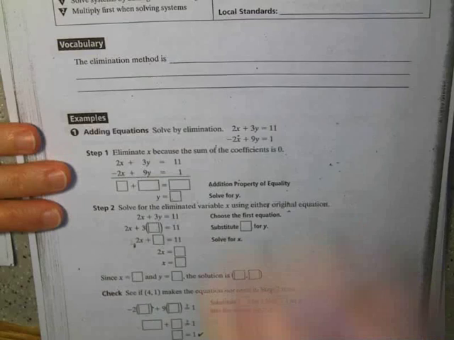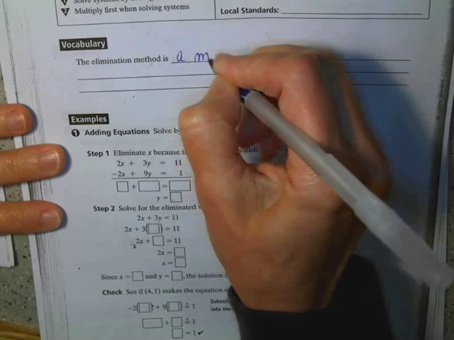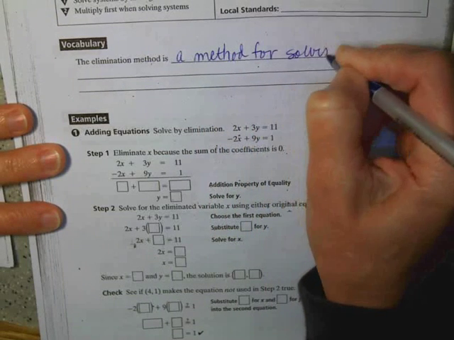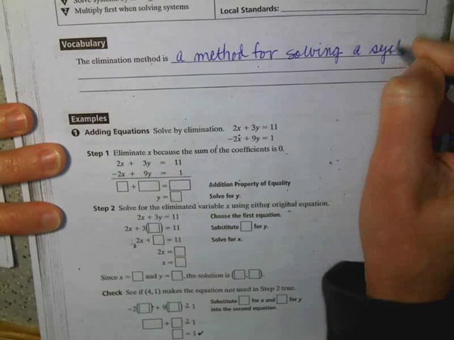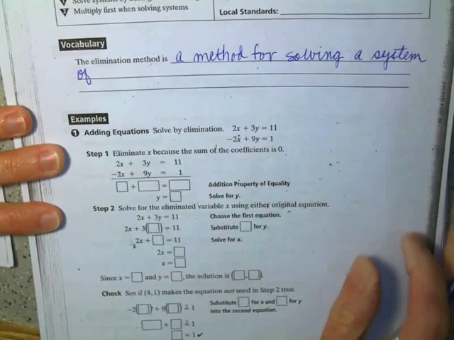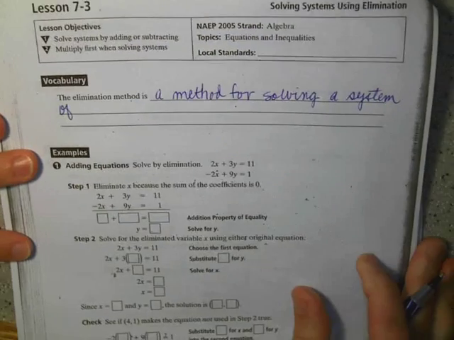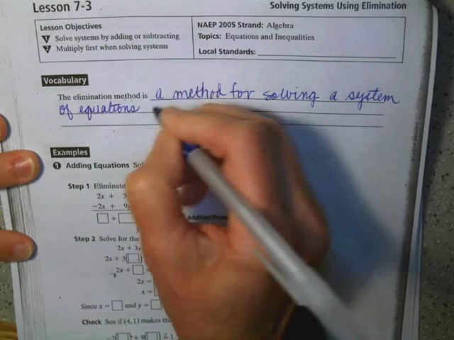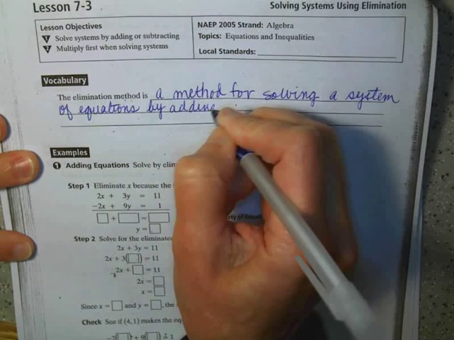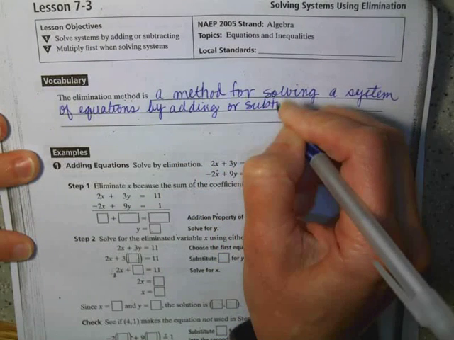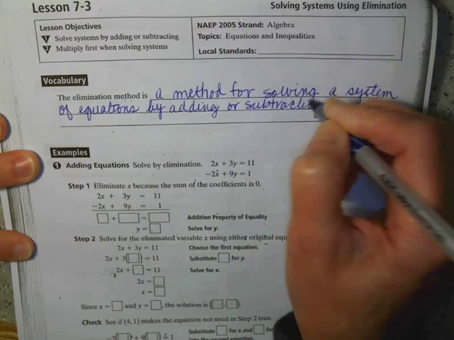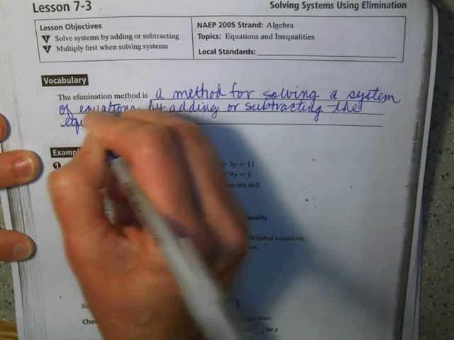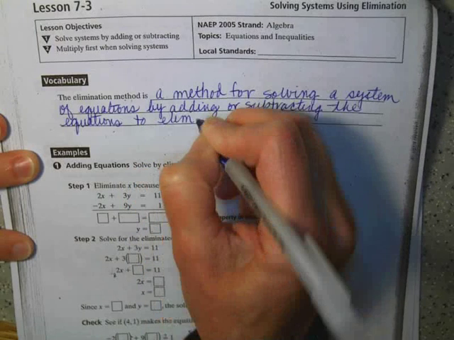Okay. The elimination method is a method for solving a system of equations by adding or subtracting the equations to eliminate a variable.